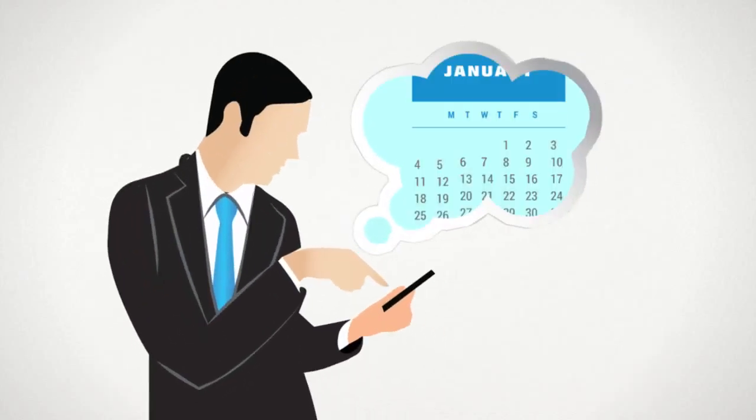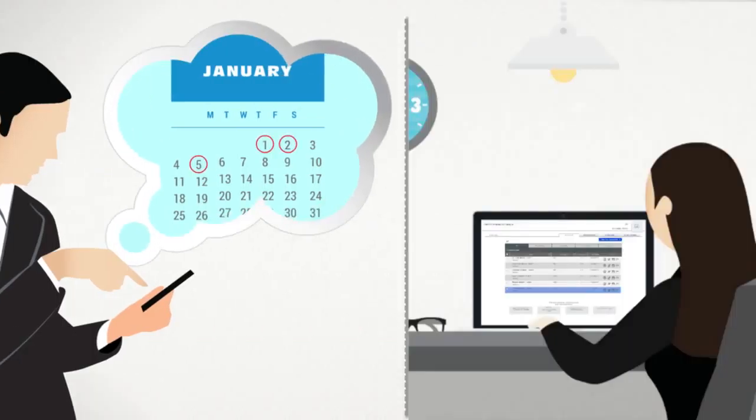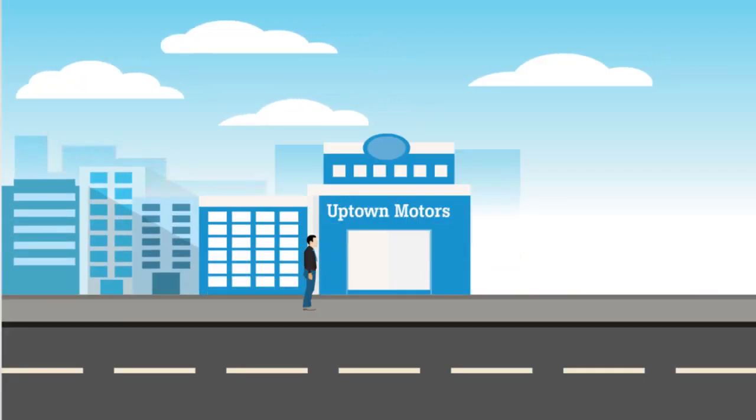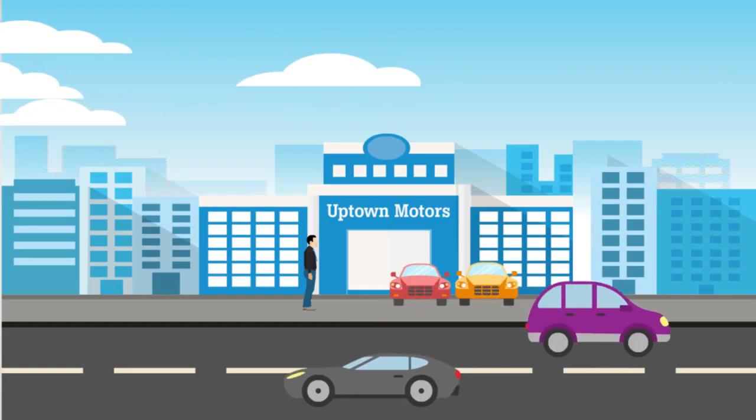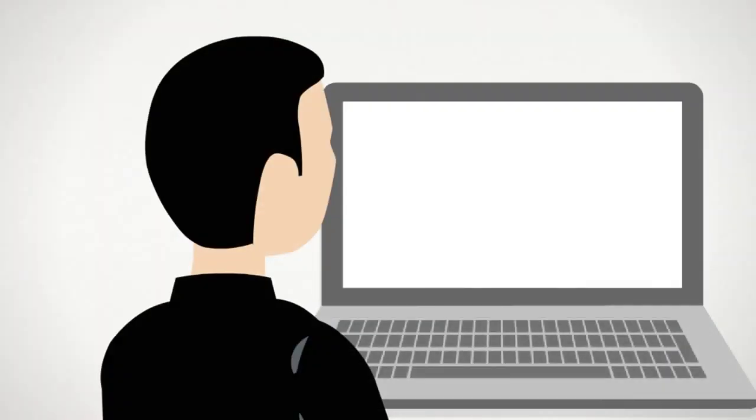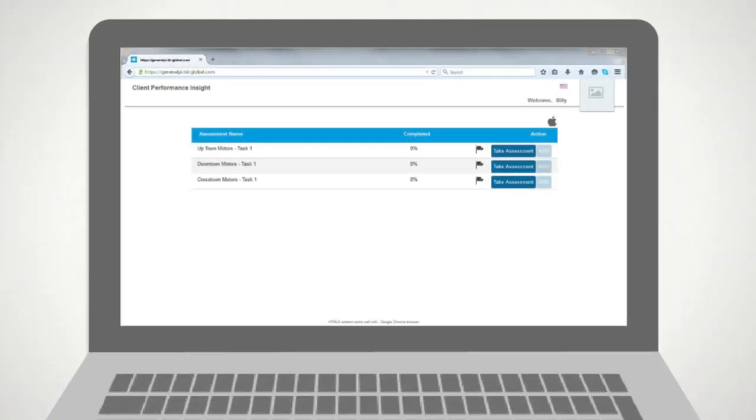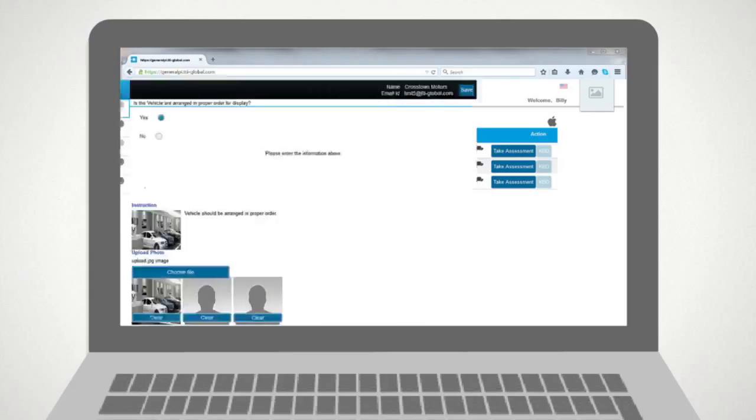Billy sets up his schedule of dealer visits. From his phone, he schedules 3 dealer visits. Emily can now see this via the web. Billy begins with a visit to Uptown Motors. The opening screen of the visit guide on PI shows the 3 tasks that he needs to complete.